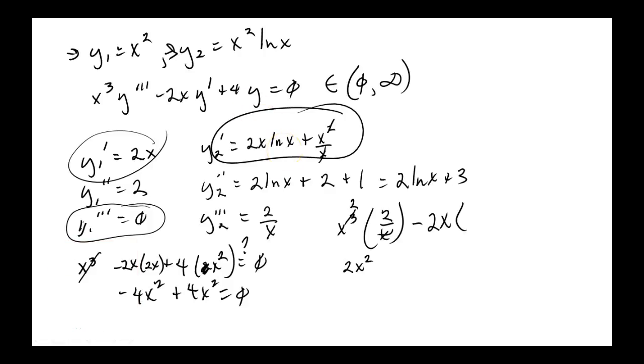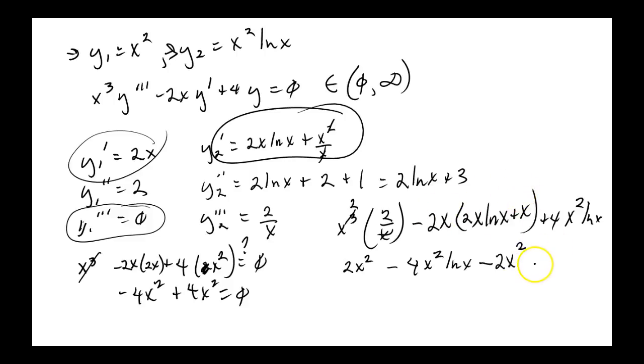And that would be 2x times 2x log x plus x, right? Plus 4 times x squared log x. We already did the first one, that's 2x squared. Minus, and here we have a 4x squared log x, minus 2x squared, distributing across there, plus 4x squared log x.